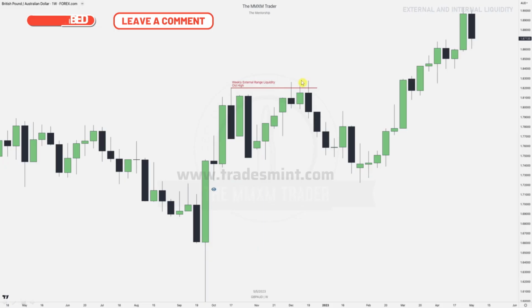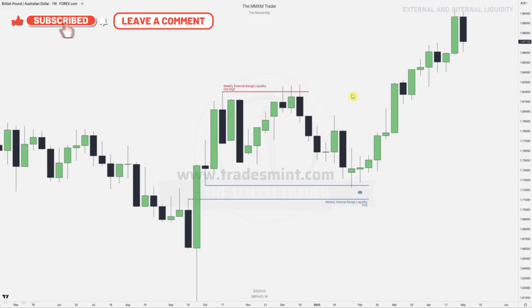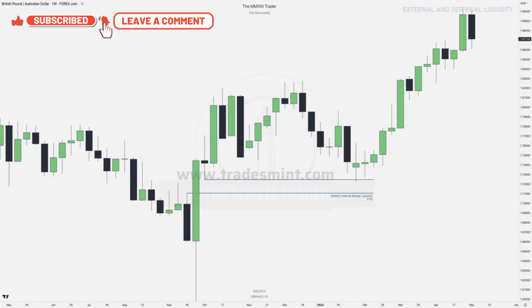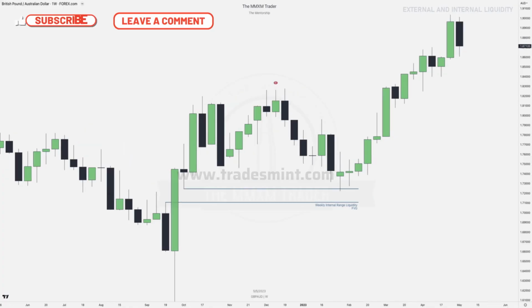External range has been taken. So what are we going to look for next? Internal range. Weekly internal range liquidity over here, and it draws in there perfectly. Now we've hit that weekly internal range liquidity. Think about it, external to internal. Now we're in internal. Where are we going to draw into next? Where is your eye going? External range liquidity over here. It's as simple as that.